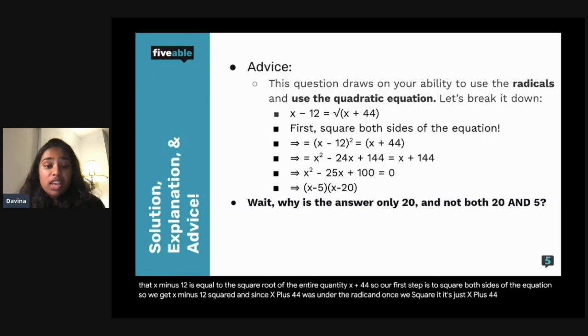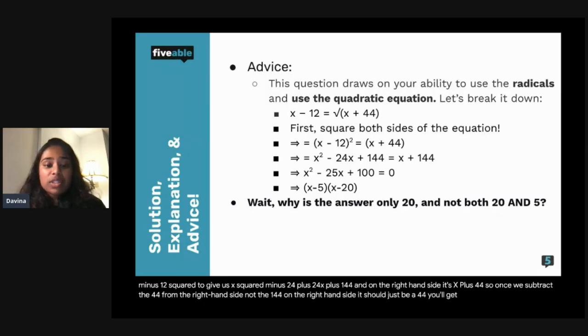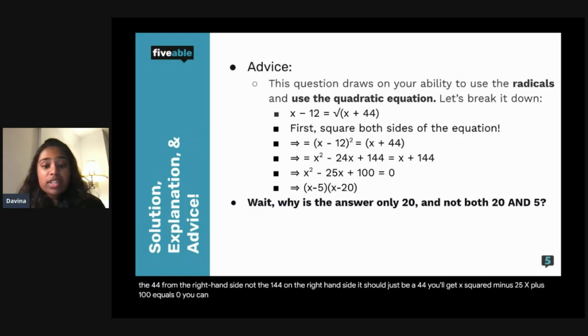So we can expand the equation on the left, which is x minus 12 squared, to give us x squared minus 24x plus 144, and on the right-hand side, it's x plus 44. So once we subtract the x plus 44 from the right-hand side, you'll get x squared minus 25x plus 100 equals 0. You can factor this to get x minus 5 times x minus 20. So your solutions should technically be 5 and 20.